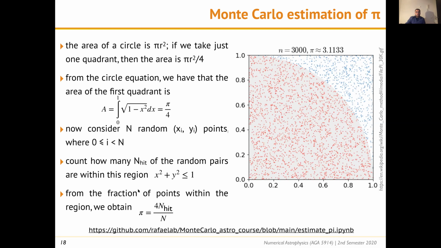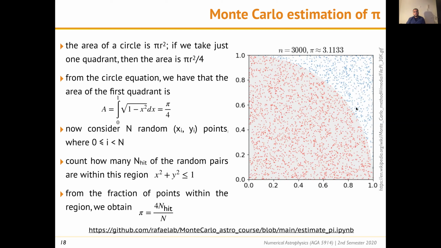So let's start. We know that the area of the circle is pi r squared. If we just take one quadrant of the circle, so if we just cut the circle in 4, it's pi r squared divided by 4. We know that the equation of a circle is x squared plus y squared equals the radius squared. For simplicity, let's just assume that the radius is 1. It's the easiest case. Therefore, we can say that y equals the square root of 1 minus x squared. And if we perform this integral, that will be pi over 4.